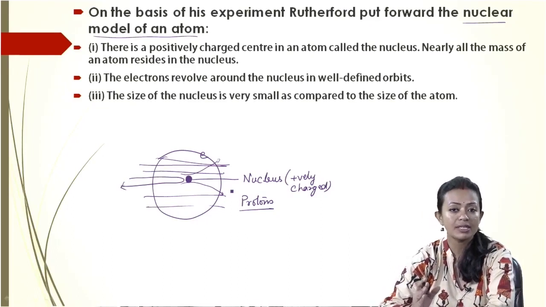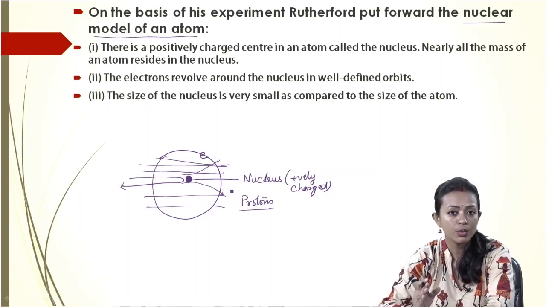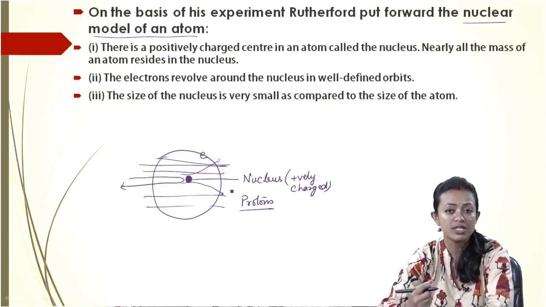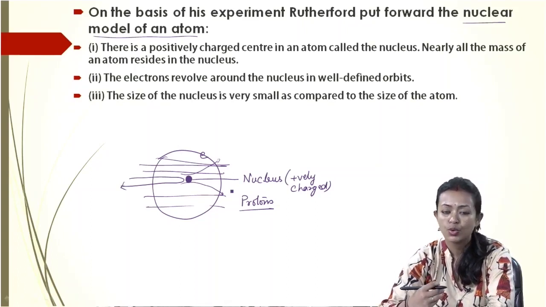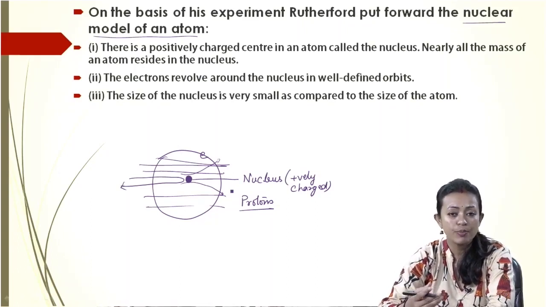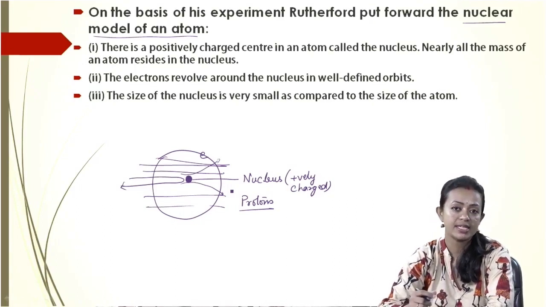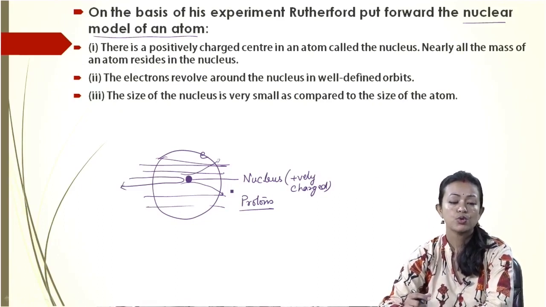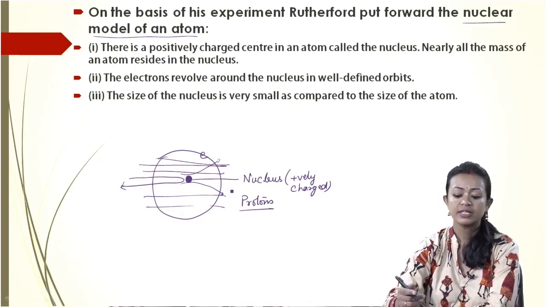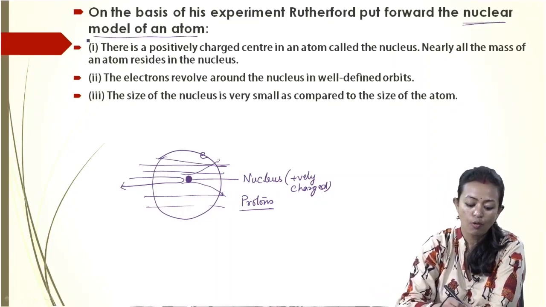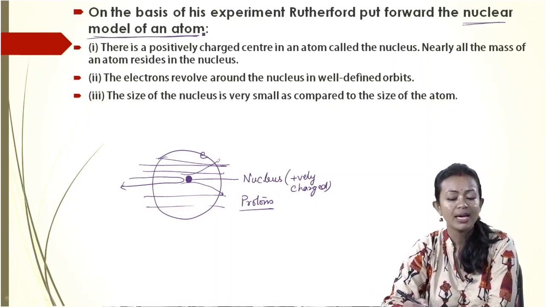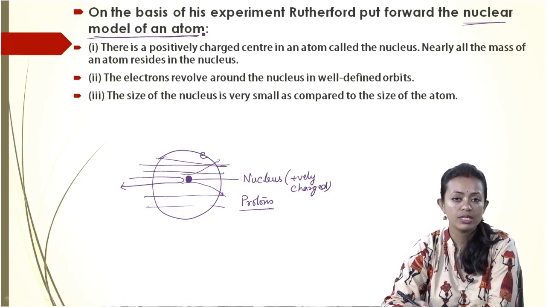But when these alpha particles had a head-on collision with the nucleus, the compact mass of the nucleus did not allow the alpha particles to pass through it. In fact, it rebounded, it repelled back completely by an angle of 180 degrees. So Rutherford's model gave the ultimate nuclear model of an atom, and as I already mentioned, in the year 1908 he was awarded the Nobel Prize for Physics for the discovery of the nuclear model of an atom.